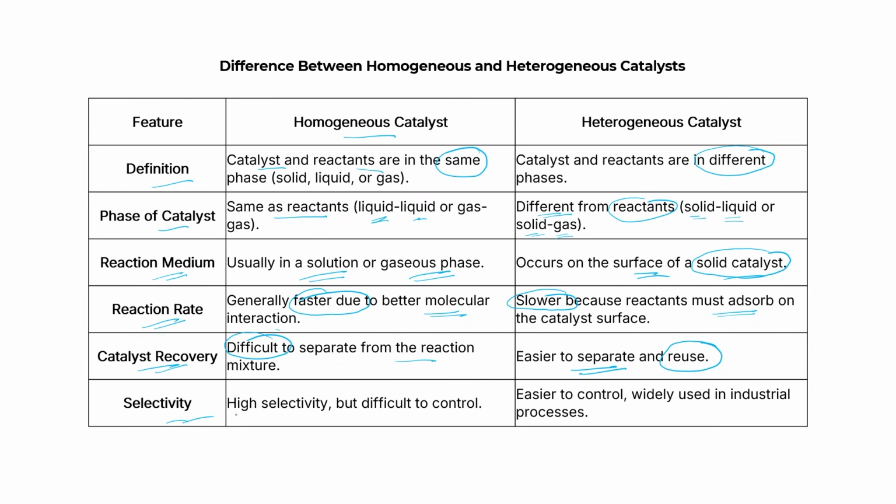Homogeneous catalyzed reactions offer very high selectivity. That's a major advantage of the homogeneous catalyzed reaction. And the major advantage offered by the heterogeneous catalyzed reaction is that they are very easy to control and they are very widely used for industrial processes. I hope this distinction between homogeneous catalyzed reaction and heterogeneous catalyzed reaction is clear.